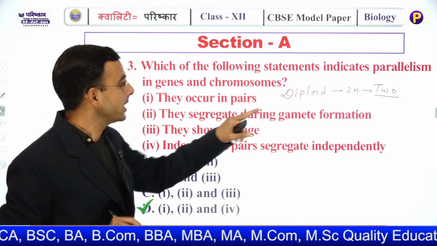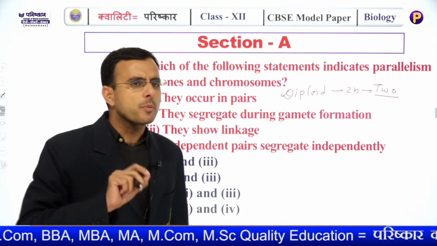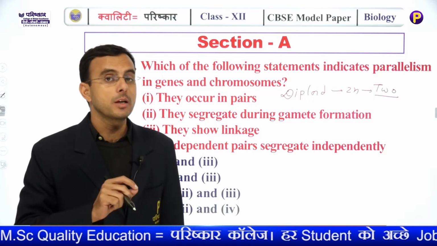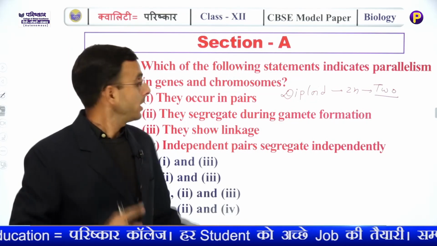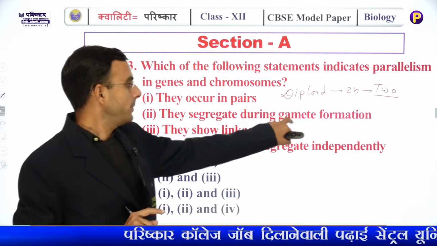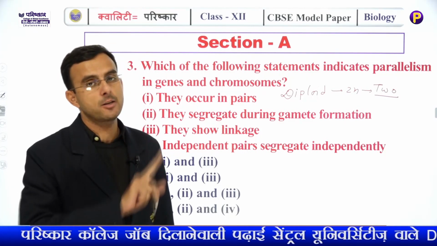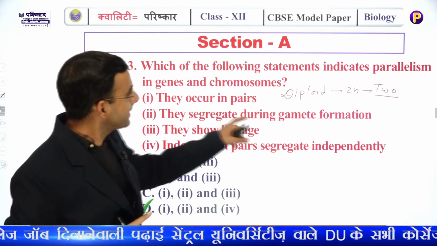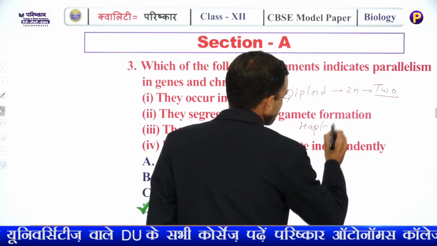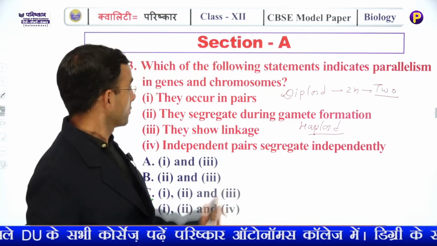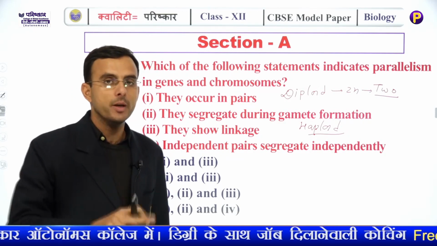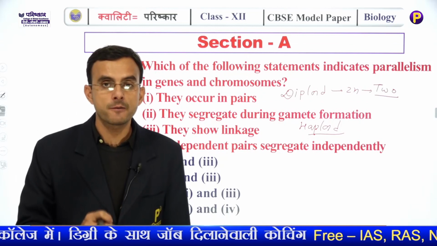Second thing, they segregate during gamete formation. Now, gamete formation takes place because of meiosis, and in that meiotic division there is segregation of chromosomes, because during gamete formation the diploid cell is converted into a haploid one. So gametes are haploid, containing one complete set of chromosomes. When gametes become haploid, there is a segregation of chromosomes. And if there is segregation of chromosomes, in the same way there is segregation of genes also.